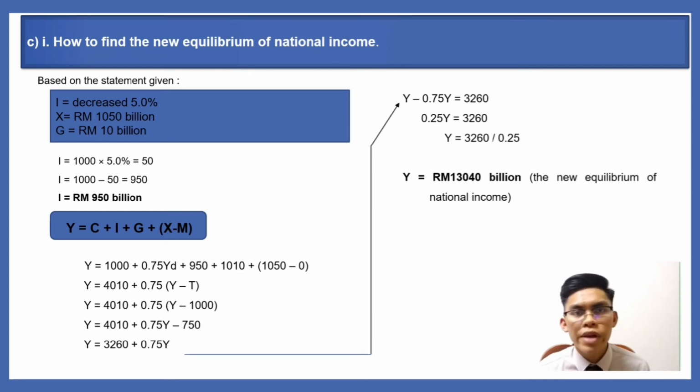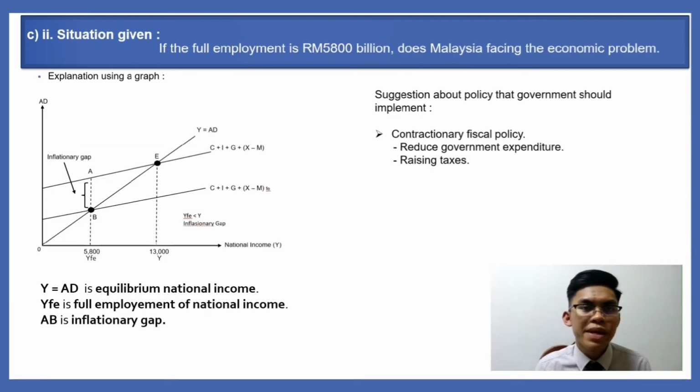Before that, you must know the consumption function is still the same. So after you do the calculation, you will get the final answer Y equal to 13,040 billion, which is the new equilibrium of national income. Okay, for question B, the equilibrium is E, which is when Y, which is national income, equals aggregate demand, which is AD.